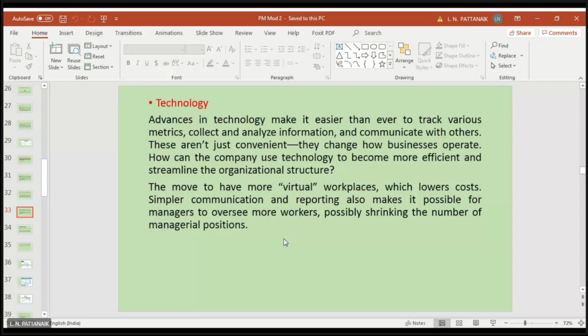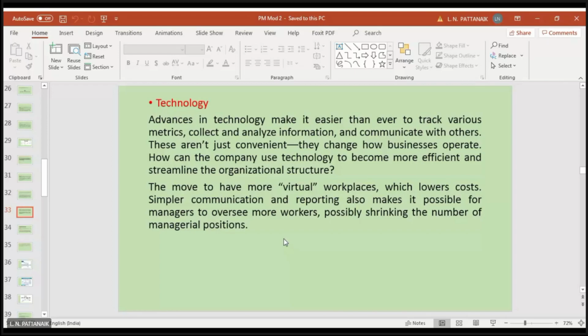more workers. Yes, this is the thing I was talking about. Now the manager can oversee more workers, right? By these virtual modes, they can track and monitor their performance, right? There are many technologies which can also be used to measure their metrics. Metrics means some kind of indices for their performance. They can make use of data analytics, whether they are present or absent, for what time they are in login mode, and everything like that.